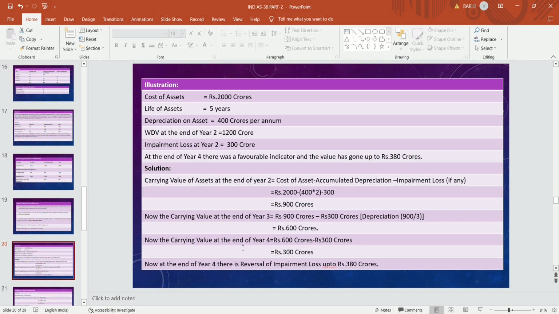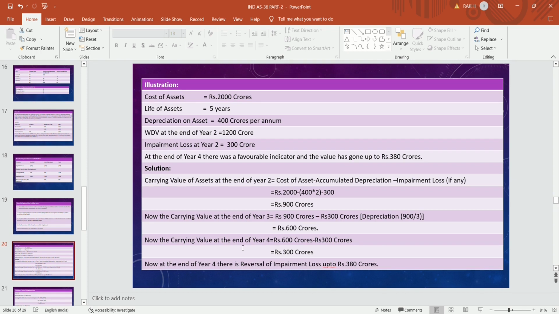Now WDV at the end of second year: 2000 is the cost of the asset and 5 years is the life of the asset. Depreciation on the asset is 400 crores. So after 2 years, the accumulated depreciation is 400 into 2, that is 800. So 2000 minus 800 becomes 1200 crores. Impairment loss at the end of second year will be 300 crores. Now at the end of fourth year, there was a favorable indicator.